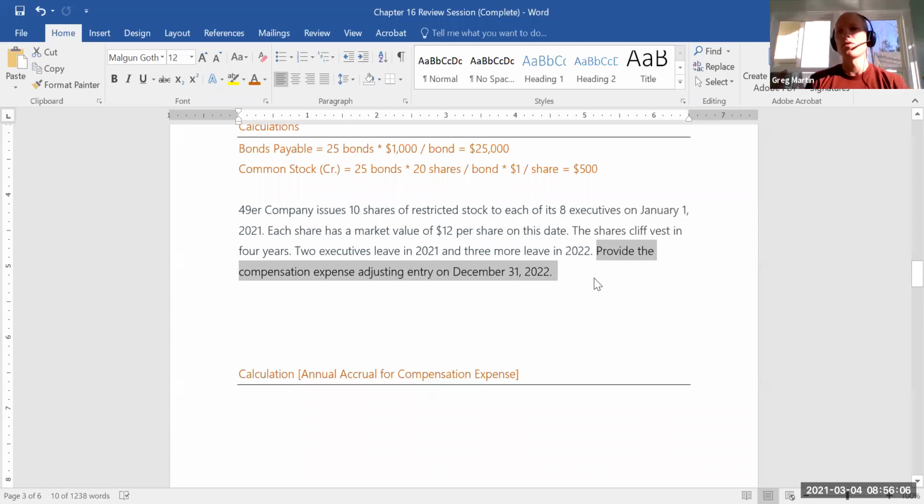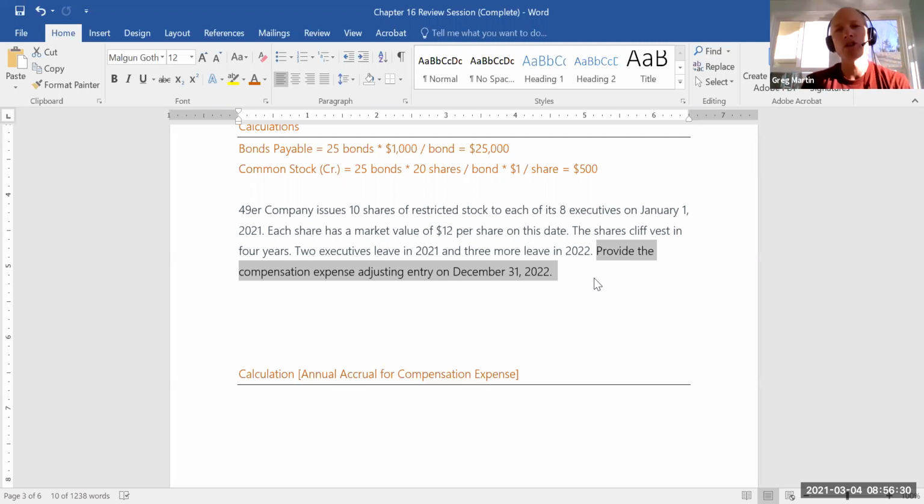And so first we have to imagine, in our minds, we have to know what that journal entry looks like. And hopefully if you don't already know, you'll be able to review and get to the point where you understand that whenever you have an adjusting entry for restricted stock, it's going to be a debit to compensation expense, and it's going to be a credit to unearned compensation.